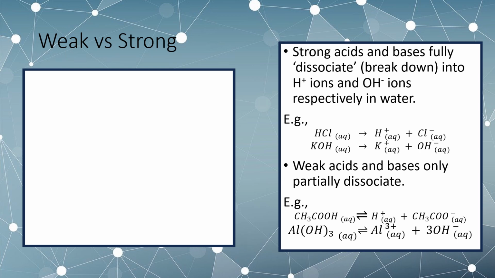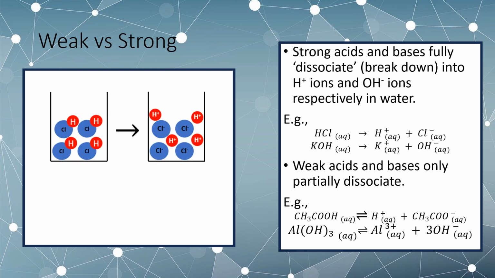Some acids are considered weak while others are considered strong, and the same can be said about bases. What we mean when we say strong acid or base is that it fully dissociates, that means to break down, into H+ ions and OH- ions respectively when mixed with water. For example, if we were to place HCl, which is hydrochloric acid, into a solution of water, because it is a strong acid, it will fully break apart into H+ ions and Cl- ions.